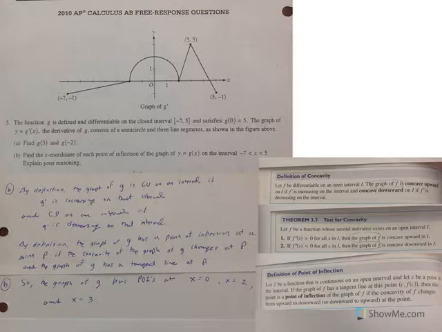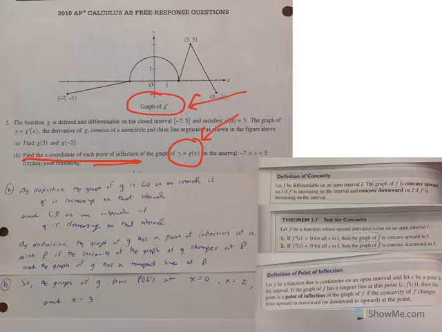So in part B, again, in this problem, you're given the graph of g prime. What are we being asked about in part B? Find the x-coordinate of each point of inflection of the graph of g. So you have the graph of g prime. You're being asked to find the x-coordinate of each point of inflection of the graph of g on the interval from -7 to 5. Explain your reasoning.